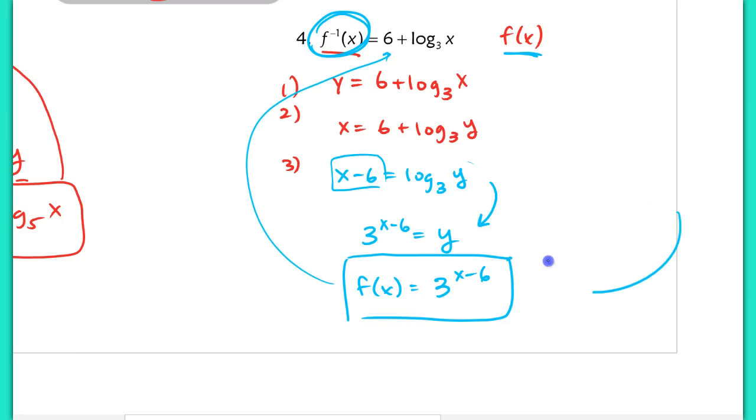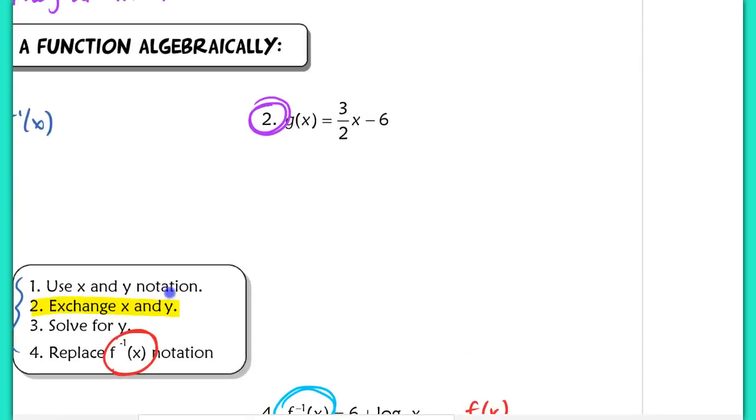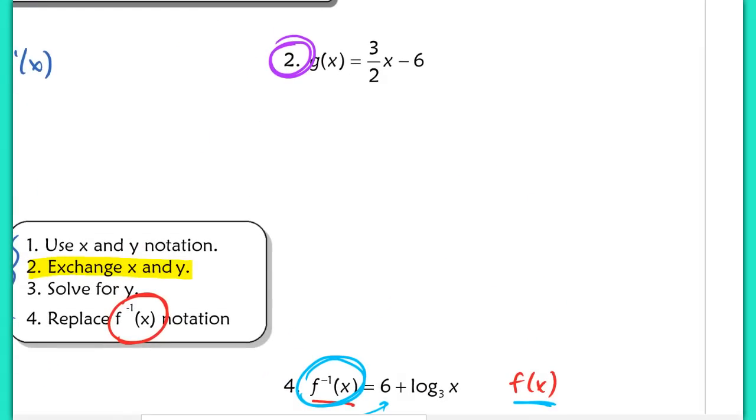Alright, that's the end of the lesson. Please go back and try number 2 on your own. This one's a little bit easier, I think, to do than the other ones. That's why I picked those ones to do with you. So please go back and practice that one and check with the key.